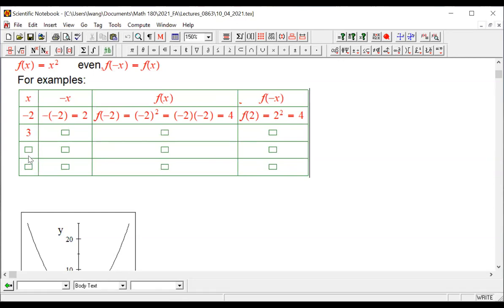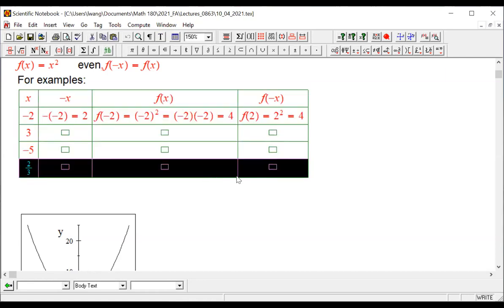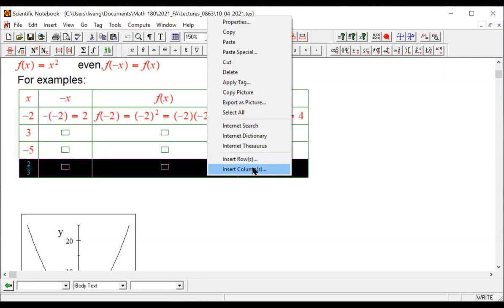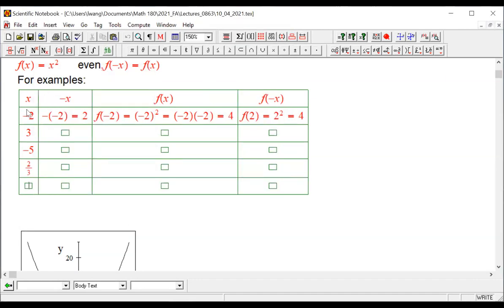I'm giving you 3, -5, two-thirds. Maybe one more. So I have chosen axes that can be positive or negative, because I don't want you to think x is always positive. Do you guys follow me? X itself may be negative. You need to get used to it.